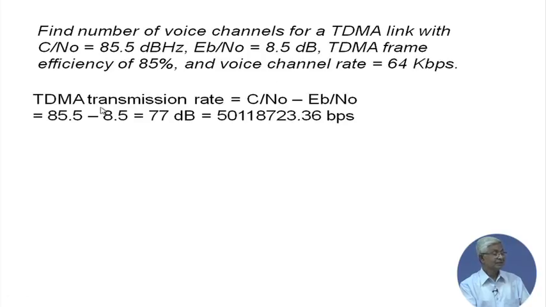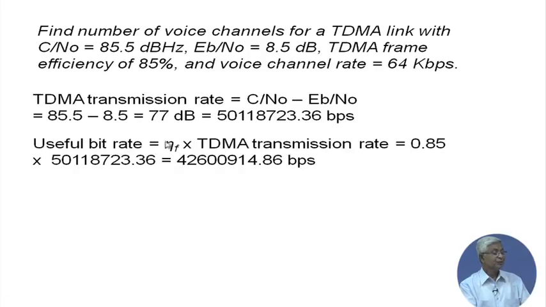So the TDMA transmission bit rate is C by N naught minus Eb by N naught, and that becomes 77 dB, which is so many bits per second. It is more than 50 megabits per second. And the useful bit rate, since the frame efficiency is given, is frame efficiency times the TDMA transmission rate, so you multiply these numbers and you get the useful bit rate of 44.2 megabits per second. Here it's more than 50 megabits per second, and it is more than 42 megabits per second. Because the frame efficiency is quite low, 85%, there is quite a large difference.